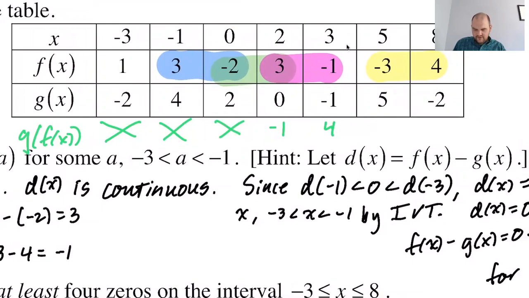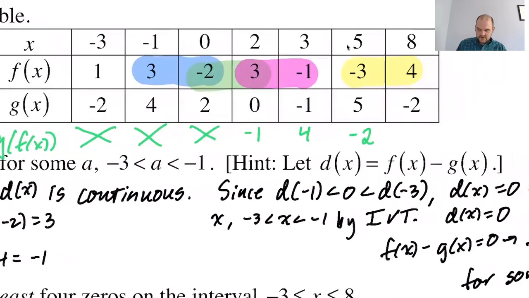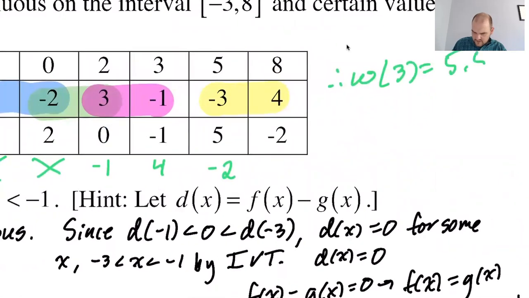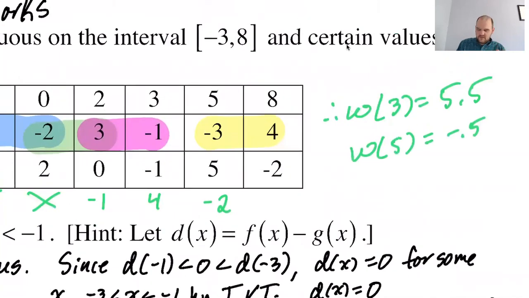G of f of 5. F of 5 is -3. G of -3 is -2. And when I add 3 halves to that, it is still negative. Okay, that's good. So from what I have here, what's this function called? W? W of 3 is 4 plus 1.5, which is 5.5. I'll just use decimals. W of 5 is -2 plus 1, which is -0.5. All right, we're ready. We can use the intermediate value theorem on this.